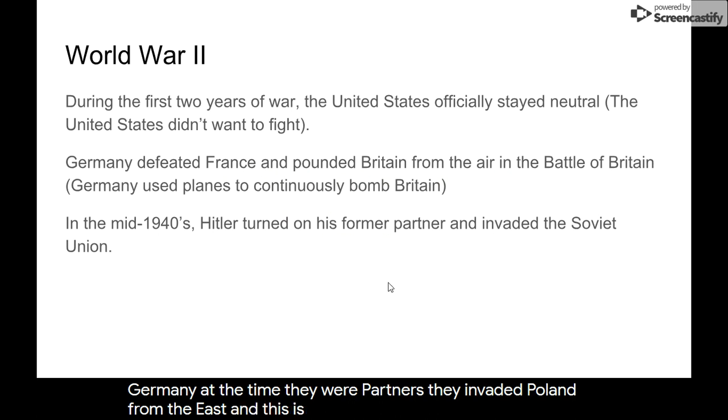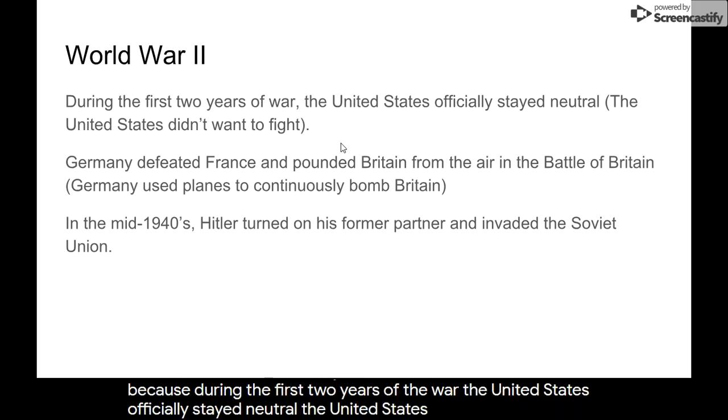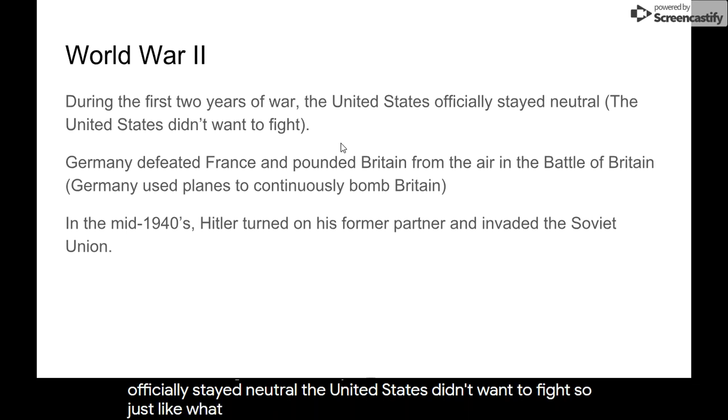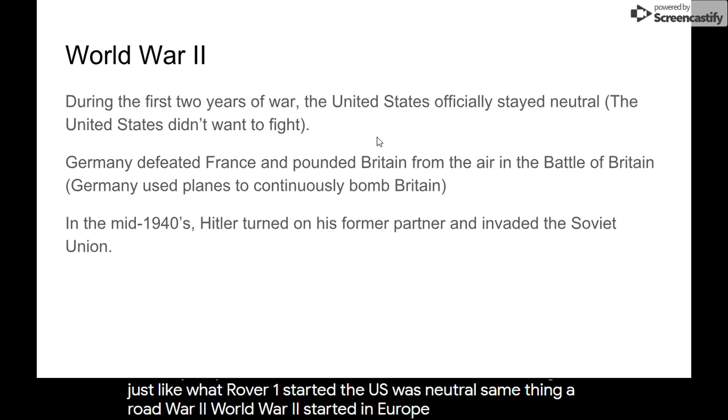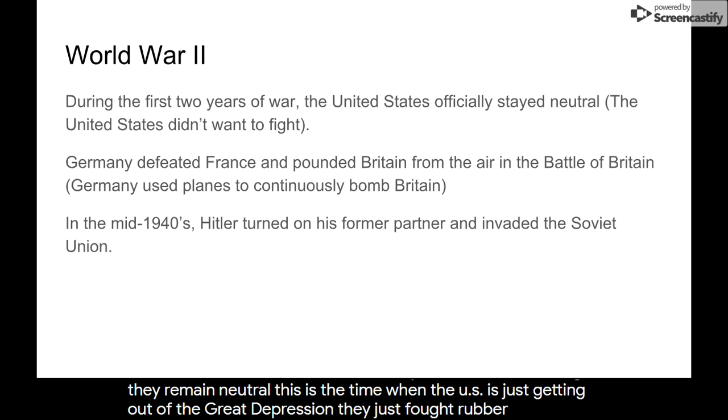And this is very similar to World War I because during the first 2 years of the war, the United States officially stayed neutral. The United States didn't want to fight. So just like when World War I started, the U.S. was neutral. Same thing in World War II. World War II started in Europe and the U.S. didn't fight. They remained neutral. This is the time when the U.S. is just getting out of the Great Depression. They just fought in World War I, so they don't want to fight.